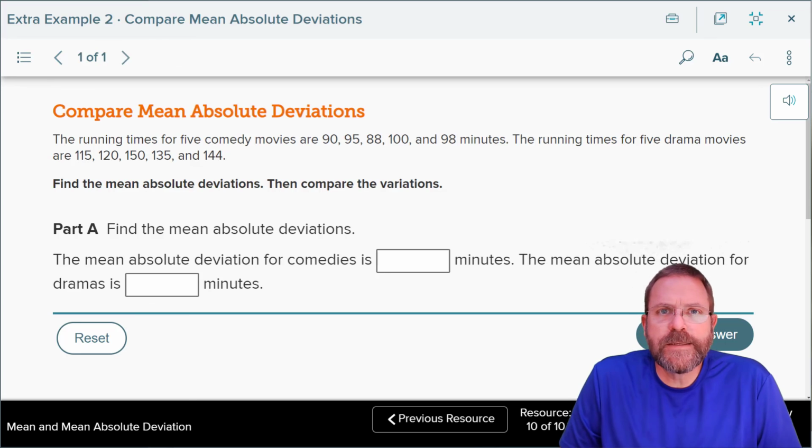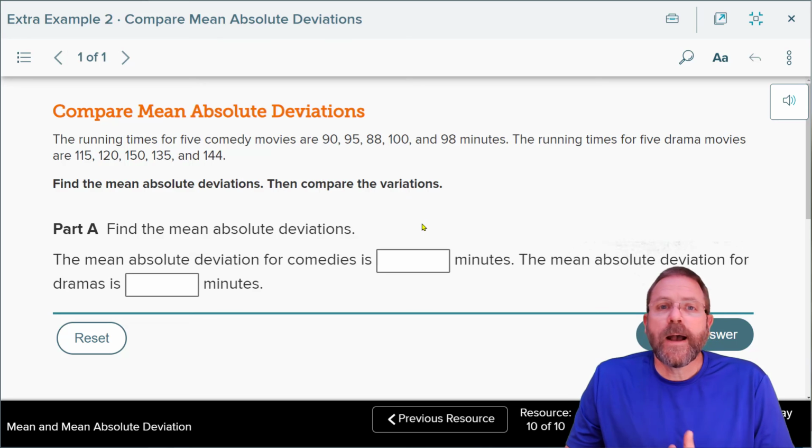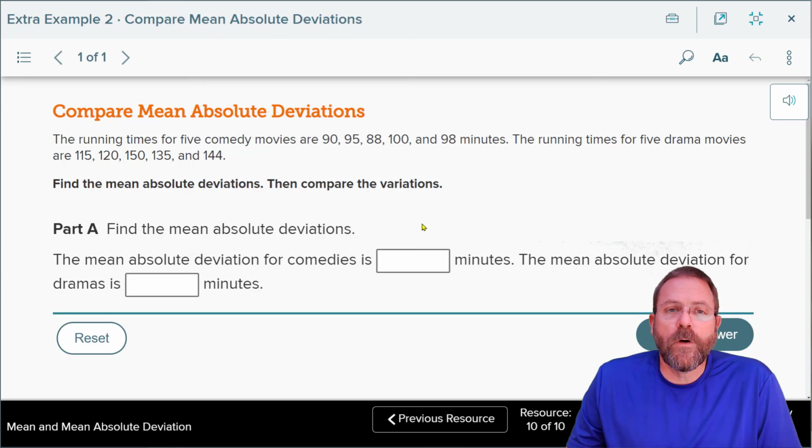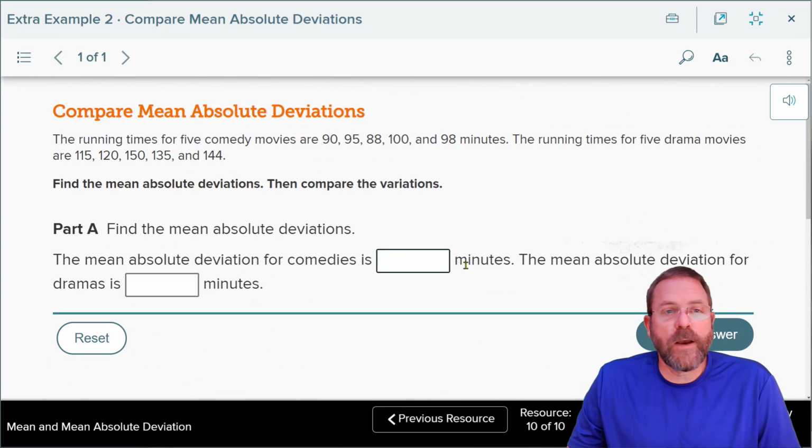All right, this is it, the last piece for you. The running times of 5 movies are so-and-so. The running times for 5 drama movies are so-and-so. Find the mean absolute deviation and compare them. You know what? I'm not going to make you do that. We've already learned how to find all this information. We've found the mean, we found the mean absolute deviation, and we have compared them. I'm not going to have you sit there and calculate all that stuff again, and neither am I.